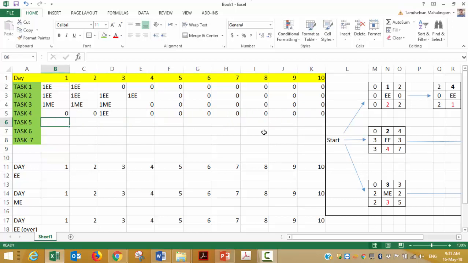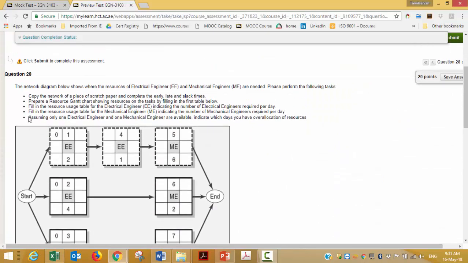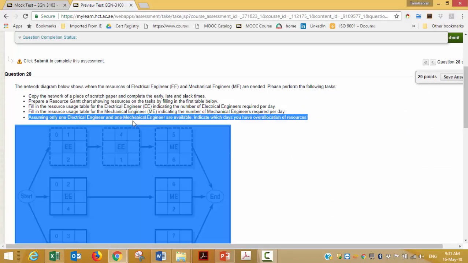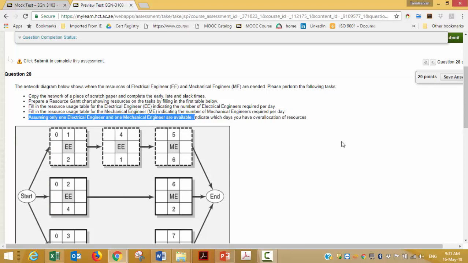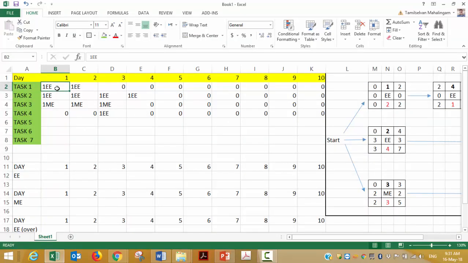Now, if you notice here, assuming only one electrical engineer and one mechanical engineer are available, I can assign only one. I cannot assign more than one because there's only one electrical engineer available. I cannot put two EEs here, all right?